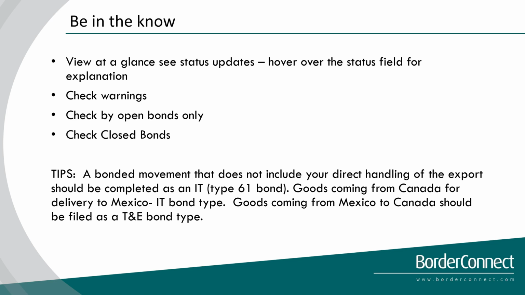Those should always be done as a Type 61 bond when going from Canada to Mexico or to the southern border. But in reverse, if you're coming from Laredo, from Mexico, and coming to Canada, then it should be a Type 62, a T&E type bond, because in fact you are involved in the export. You're going to make that delivery directly to Canada.